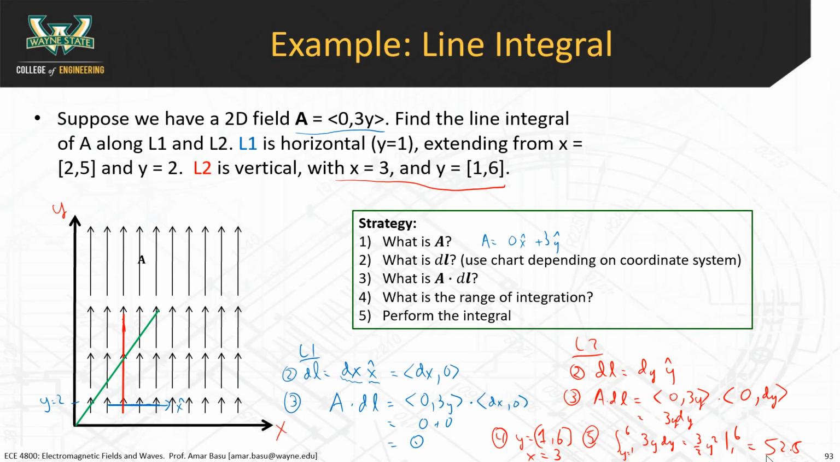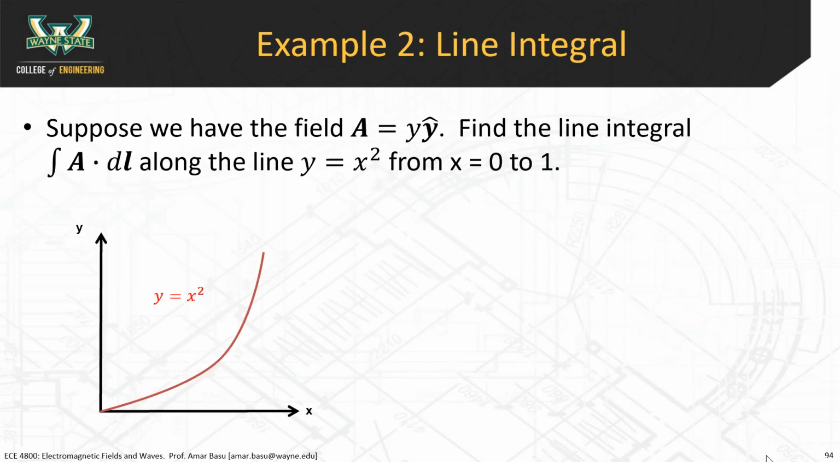Now I'd like to show you a more mathematical way of approaching this problem, and we'll use that mathematical approach in the second example. Suppose we have a field A equal to y times y hat. Find the line integral A dot dl along the line y equals x squared from x equals 0 to x equals 1. Notice in this case, the line that we're integrating across is not just a horizontal line, and not just a vertical line. So the dl vector, let's do this here.